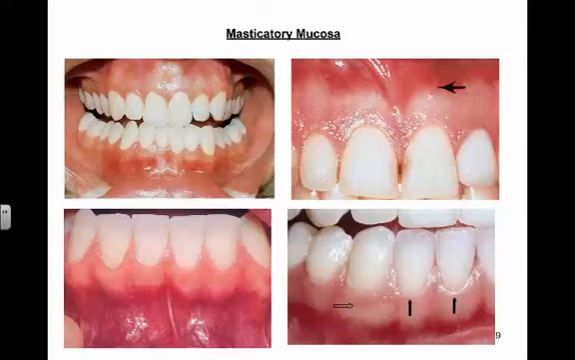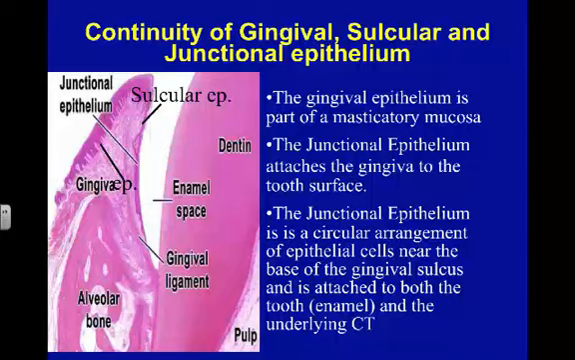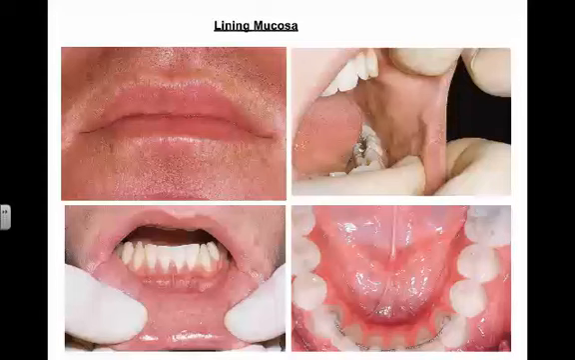So there is your masticatory mucosa. Okay. The gingiva, sulcular, and junctional epithelium is continuous. We said that. Gingival epithelium is masticatory. Junctional epithelium attaches the gingiva to the tooth surface. You can see the ligaments. The junctional epithelium is circular. It goes around this entire tissue. Okay? And it's attached to the tooth, the enamel, and underlying connective tissue.